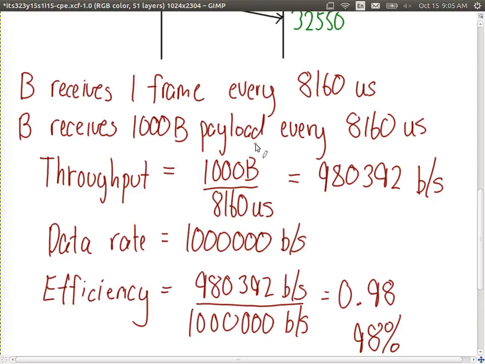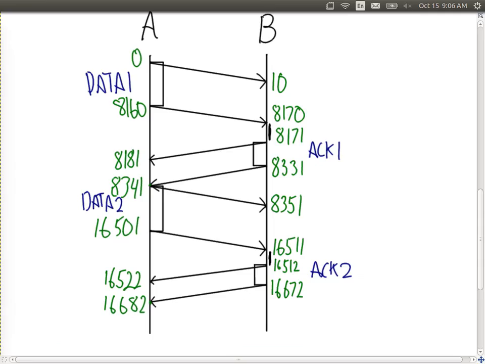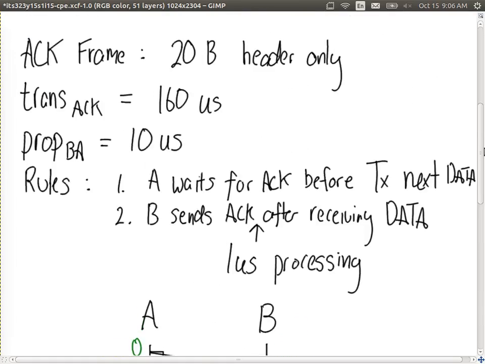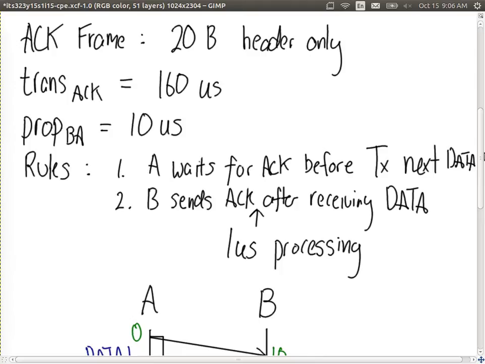Then we said, what if we have some different rules? What if we introduce, in addition to the previous setup, some rules that say that A must wait for an acknowledgement frame, a special type of frame, before it can transmit the next data frame. So that was one rule we introduced. So instead of A continuously sending data frames, it sends one, then it will wait. The rule for A is it must wait until it receives an ACK frame before it sends the next data frame.